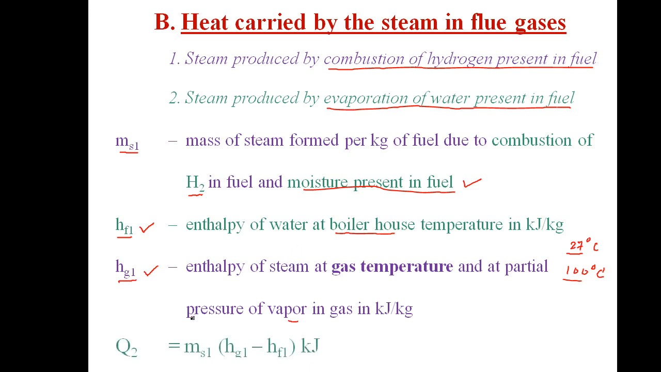Now we find out the amount of heat carried by steam in the moisture. Q2 is given by the mass of steam present in the flue gases times the difference in the enthalpy. So this is the initial enthalpy and this is the final enthalpy of that vapor, obtained in kilojoules per kg. So the difference in enthalpy per kg times the mass of steam gives us the total heat carried along with the steam in the flue gases. So this is the first part.